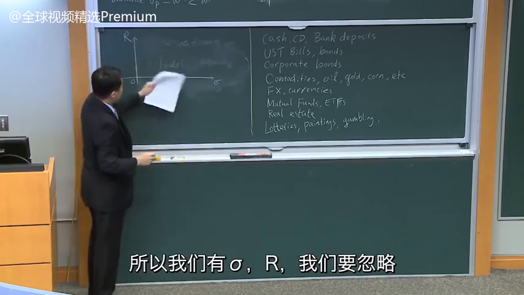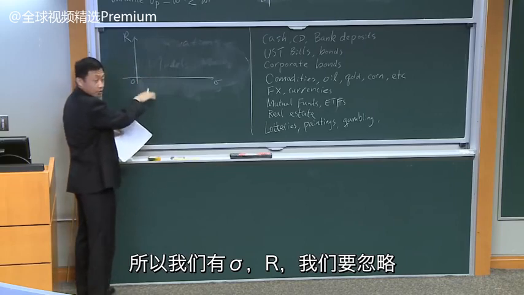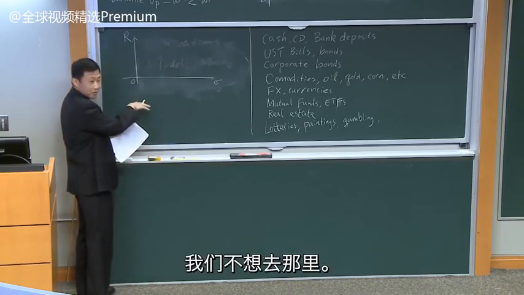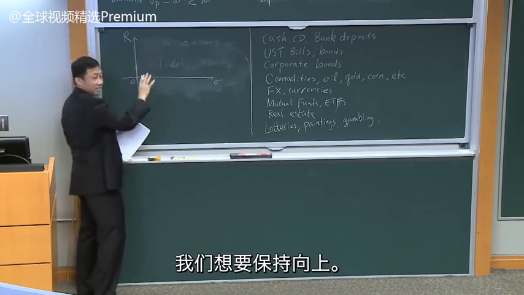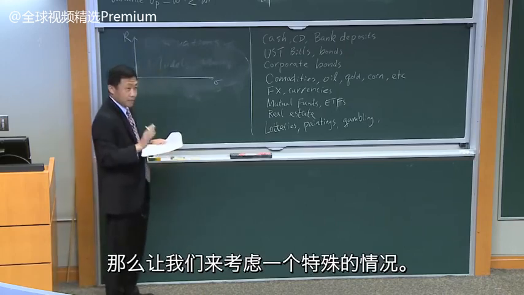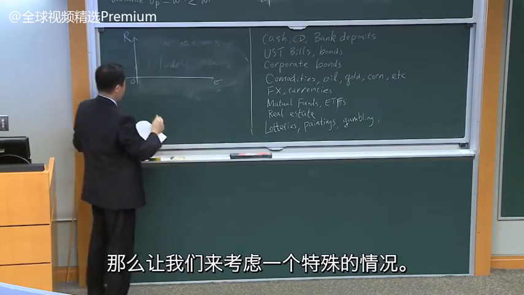So we have sigma r. We're going to ignore what's below this now, right? We don't want to be there, and we want to stay on the upright. So let's consider one special case.